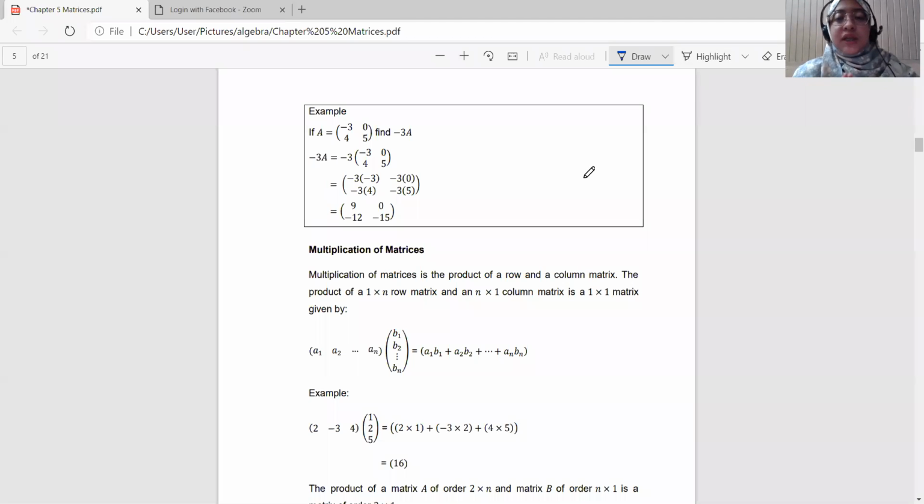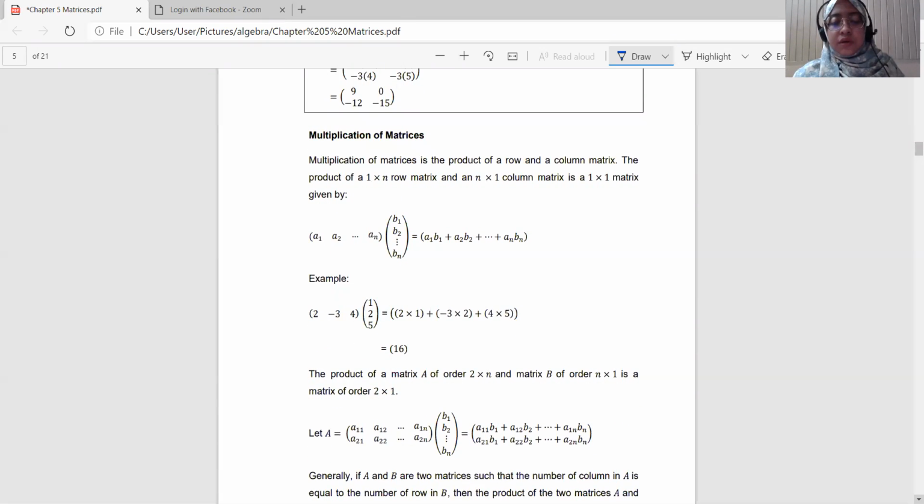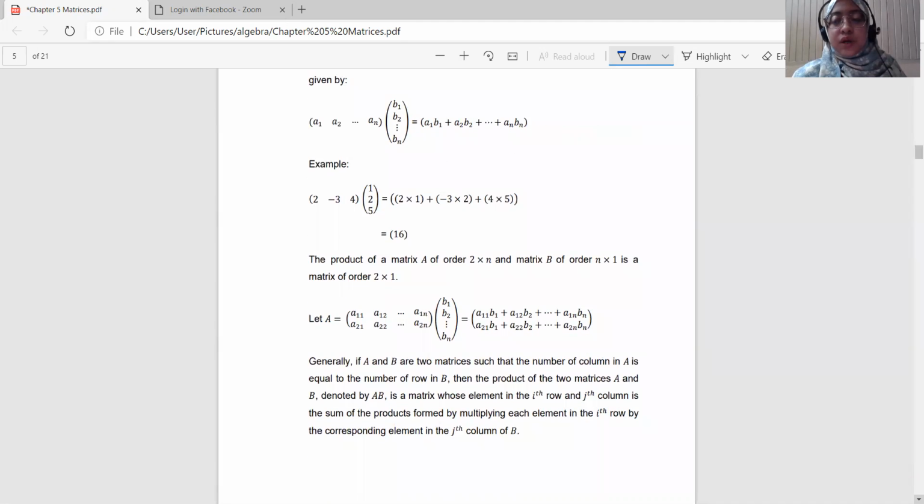For multiplication of matrices, it can involve two matrices at one time. Multiplication of matrices is the product of a row and a column matrix. The product of a 1 times n row matrix and an n times 1 column matrix is a 1 times 1 matrix given by this one. When you do multiplication of matrices, you have to make sure that this one obeys the rule.